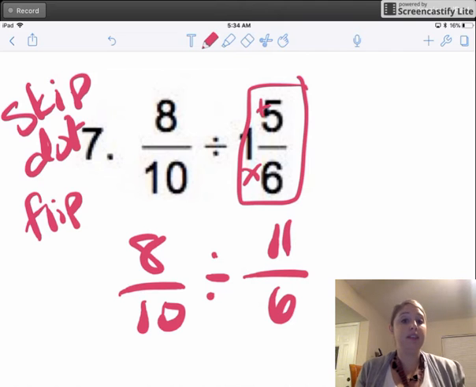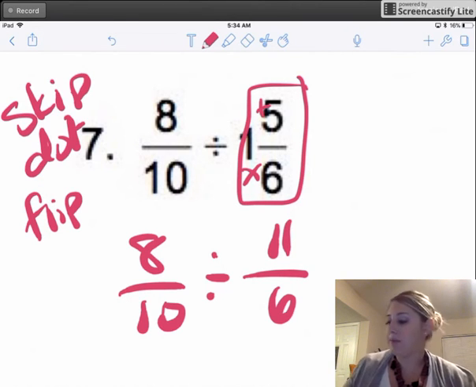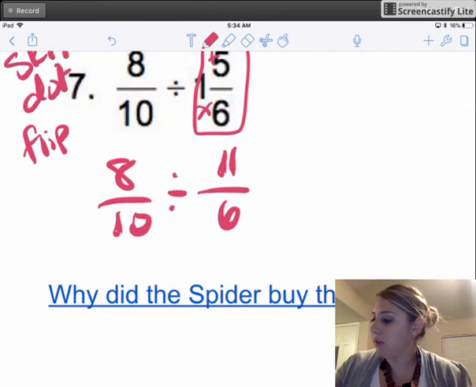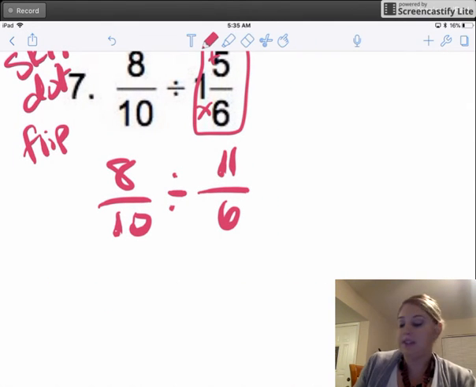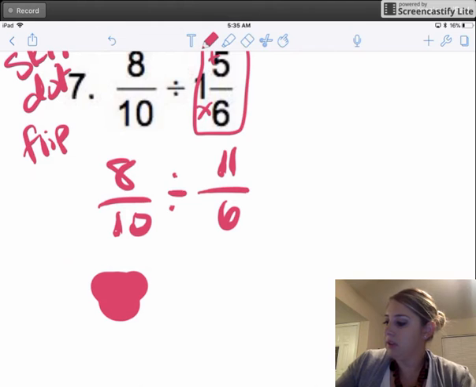All right, now that I have this, 8 over 10 divided by 11 over 6, now I can do skip dot flip. So I'm going to skip that first one. Ooh, that is too big.